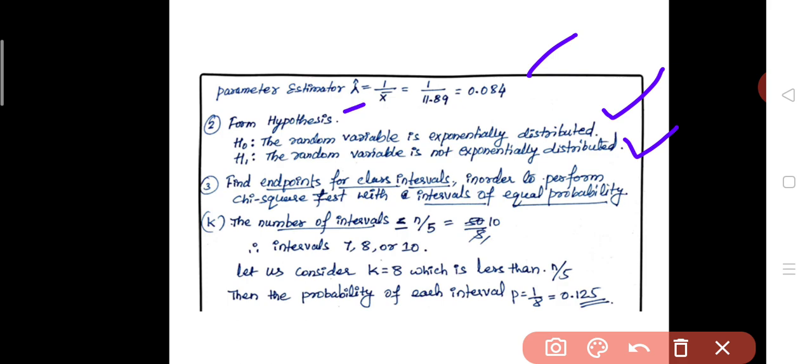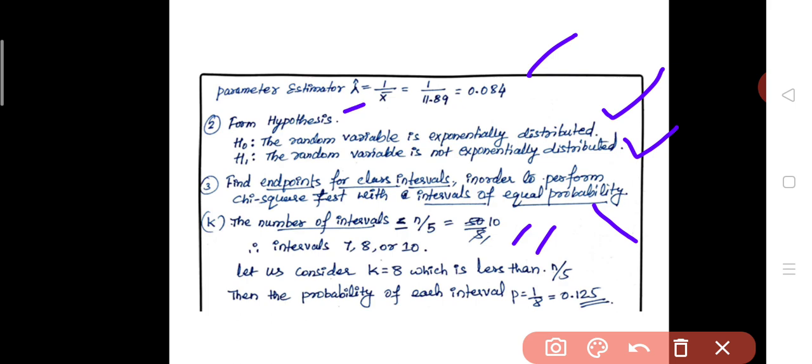After forming the hypothesis, the next step is to find the endpoints for class intervals in order to perform the chi-square test with intervals of equal probability. We have to identify the beginning range and the ending range, which are called endpoints. The number of class intervals is given by n divided by 5, that is, less than or equal to n divided by 5. The value of n is 50, divided by 5 equal to 10. So we can have 7, 8 or 10 intervals for solving this problem; any value we can take.